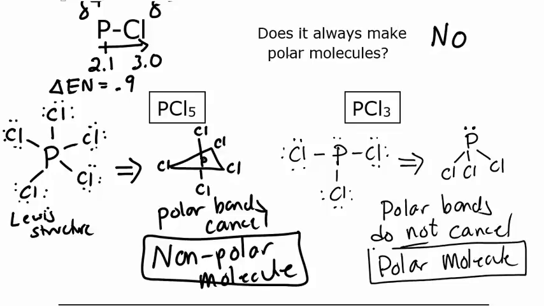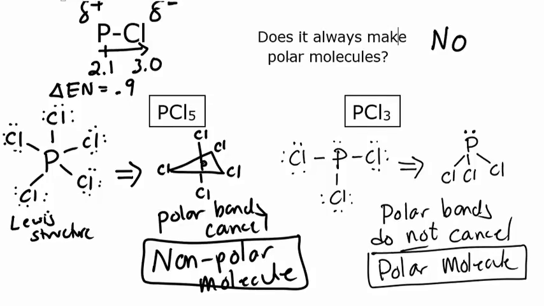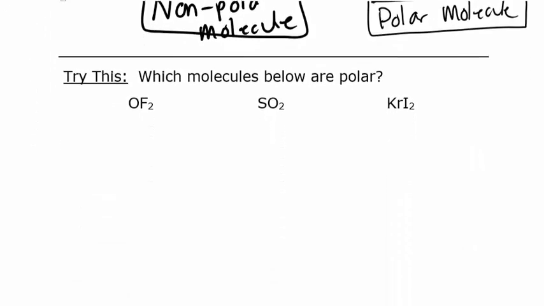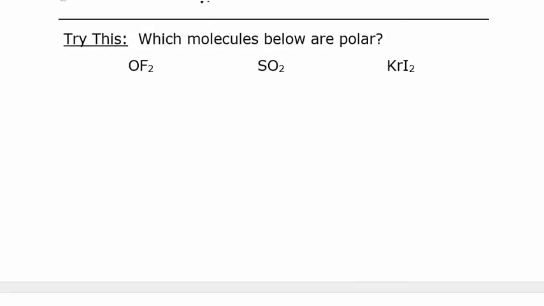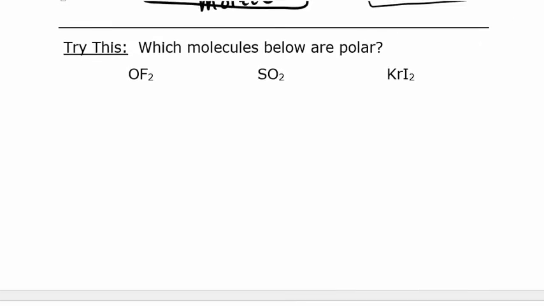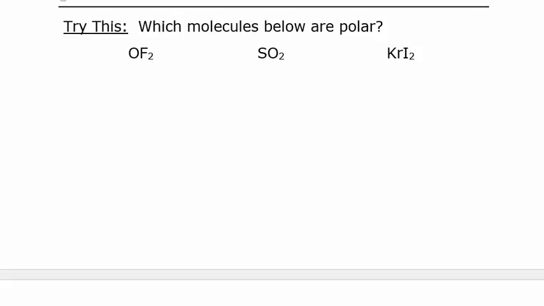So again, it's important to understand that when the bonds are polar, it does not necessarily mean that the molecule is polar. You have to look at whether they cancel. So let's look at these 3 examples below. I will do the first one for you, and then you should stop the video and try the other 2 yourself. So the process for determining if it's polar, first you need the Lewis structure.